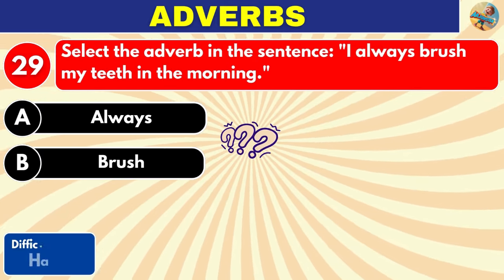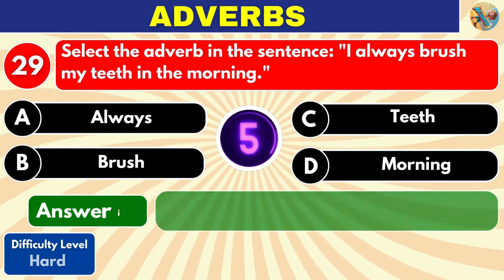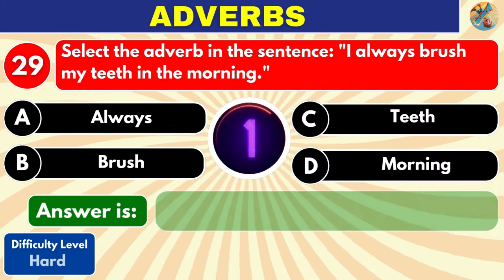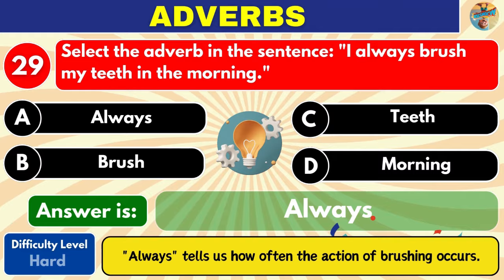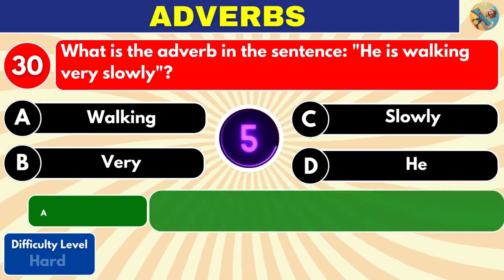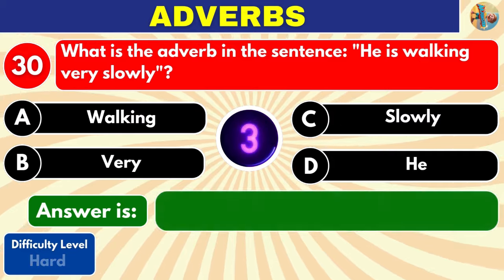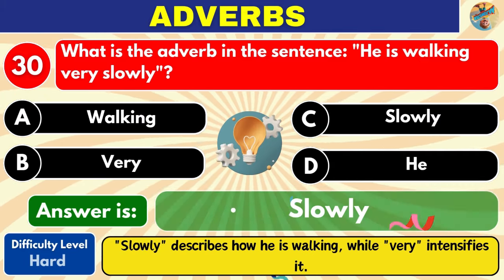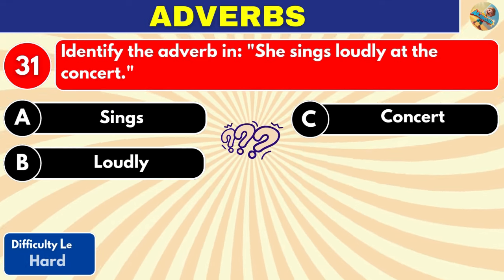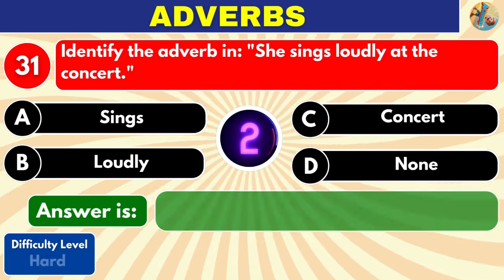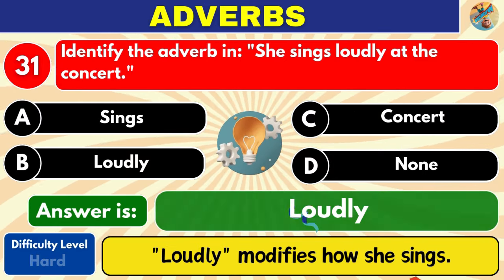Question 29 is select the adverb in the sentence, I always brush my teeth in the morning. Answer 29 is always. Question 30 is what is the adverb in the sentence, he is walking very slowly. Answer 30 is slowly. Question 31 is identify the adverb in she sings loudly at the concert. Answer 31 is loudly.